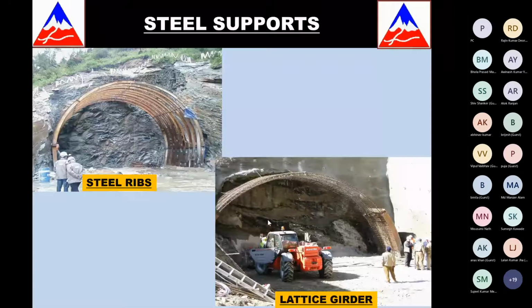See, what is important to understand is that steel ribs are passive supports, which will get loaded only after the convergence has happened.